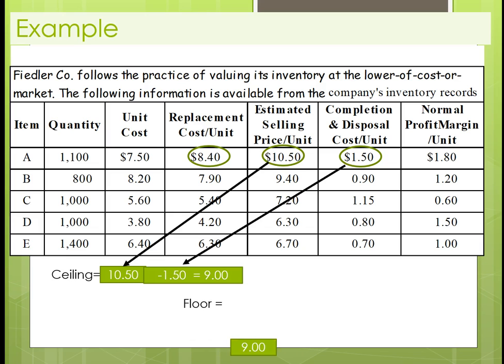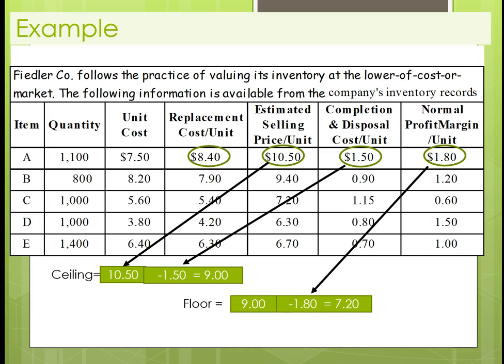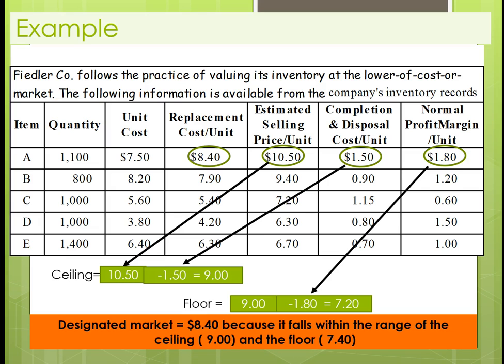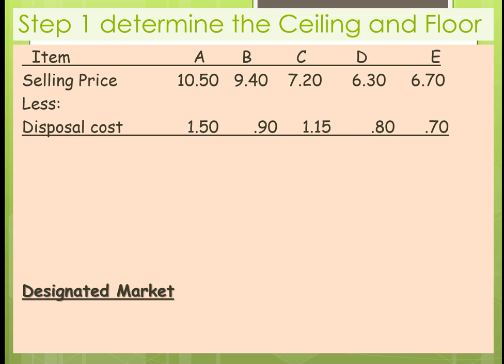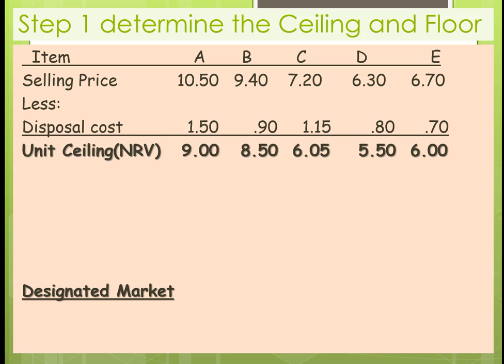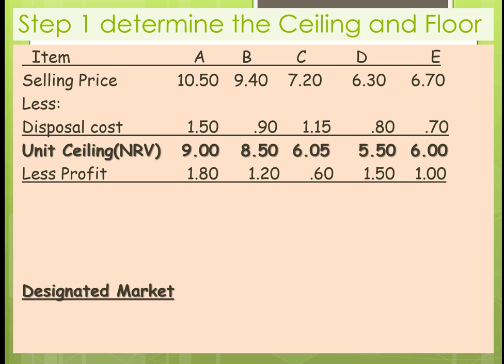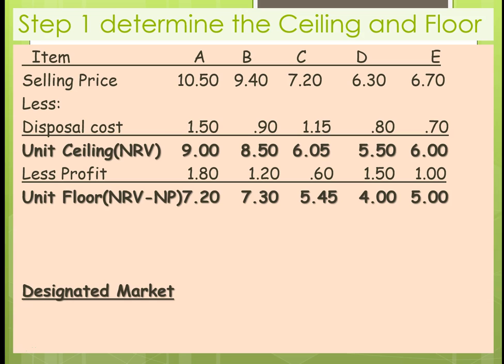Now we're going to calculate the floor. We're going to take that $9, which is the net realizable value, minus the profit. And that gives us $720. Now, since the 840 falls within the range, we would use our replacement cost. Now we'll go through and look at each item, and this is how I work the problem. So here's the item, the selling price. I'm going to subtract out the disposal cost, and that's going to give me my ceiling or net realizable value. Now what I'm going to do is subtract out the profit, and that gives me my floor.